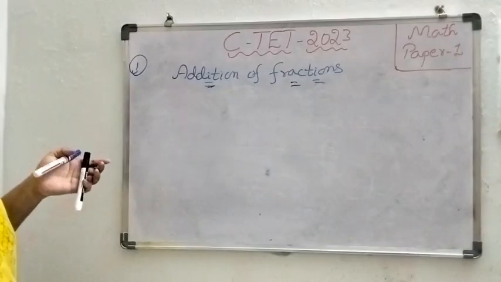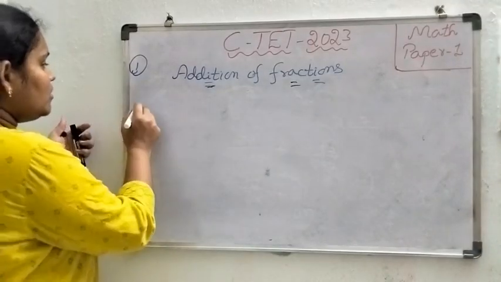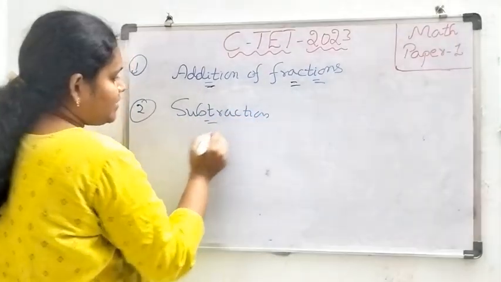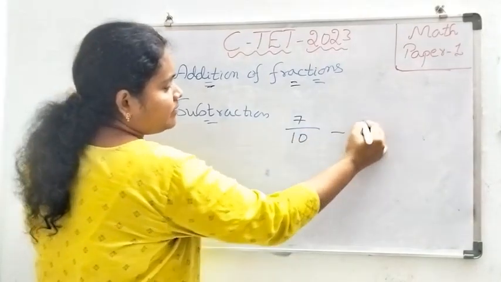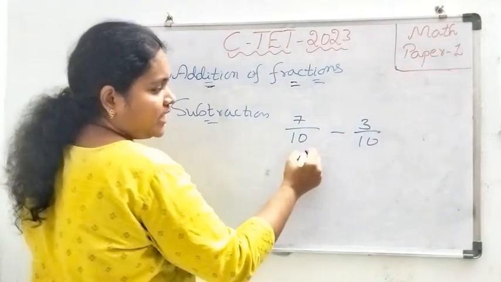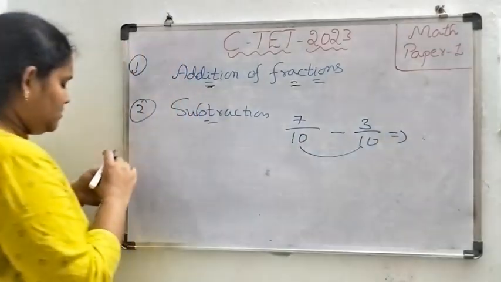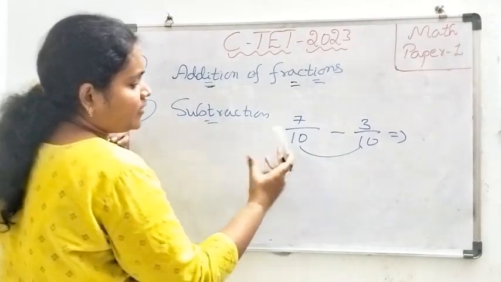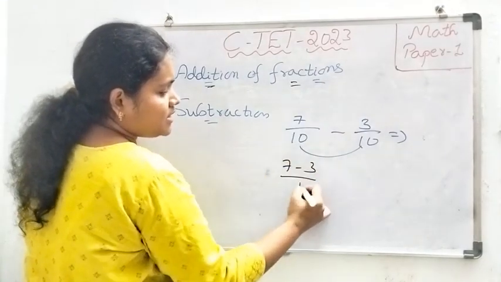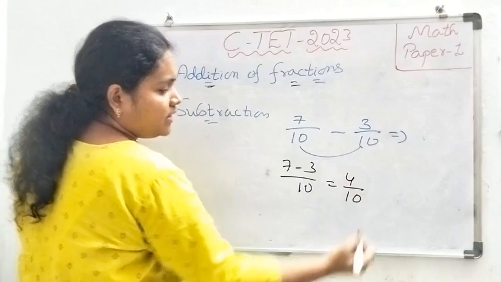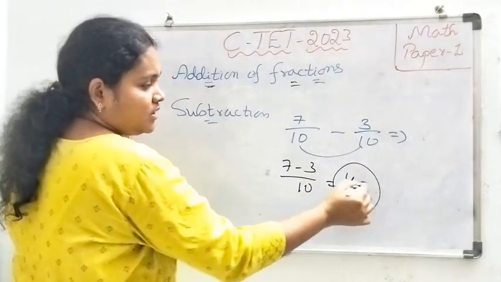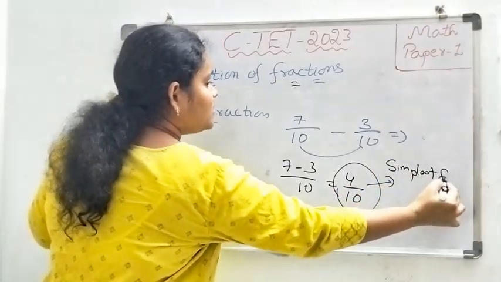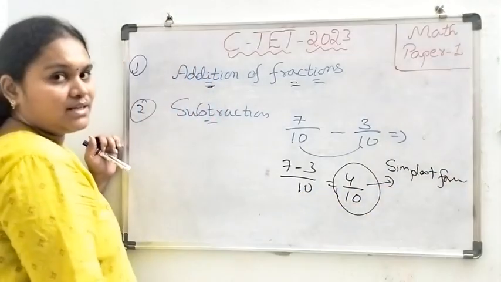Okay, so that was addition of fractions. Similarly, subtraction also we can do. Subtraction, same thing. If the denominators are the same, meaning like fractions, then we can directly do the numerators, like 7 minus 3, with the denominator equal, so 4 by 10, right? Here the fraction 4 by 10 can be converted into the simplest form or lowest form.